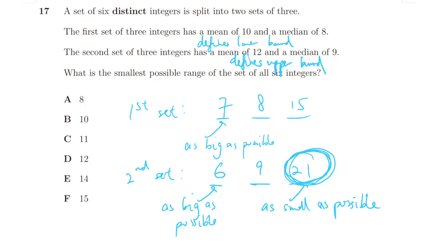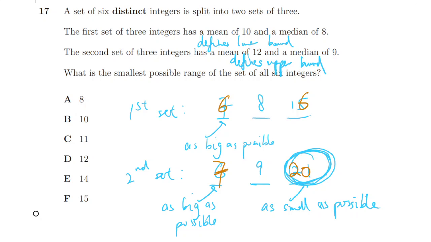So maybe I could borrow the 7. If I borrow the 7, this becomes a 6, say. Then I need to adjust some numbers. If this is a 6, then this must be 16 to compensate for the mean. In the second set, if that's 7, this can be 20. So now I've lowered the range by 1, because 20 minus 6 is 14.